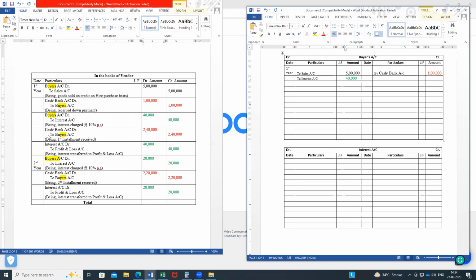Now remember, all these entries are still in the first year. Cash or bank account debit to buyer's account. Here debit is written in the way of by. By indicates ki cash or bank account debit side mein hai, aur buyer's account ke credit side mein we are writing. What is the amount? It is 2,40,000.